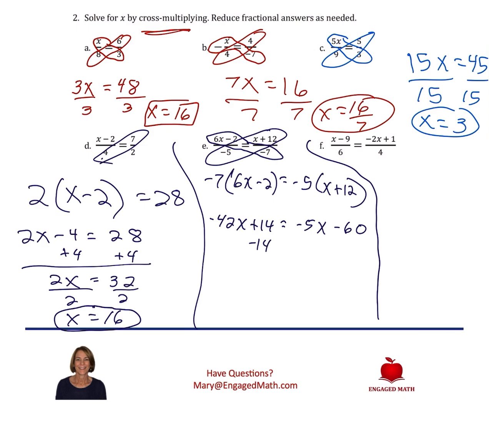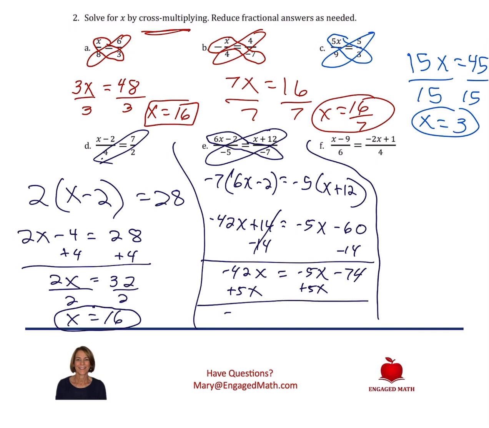All right, I'm going to subtract 14 from both sides. I like the x's on the left, so I'm going to get rid of the number from the left-hand side. I now have negative 42x, because the negative 14 and 14 cancel, equals negative 5x minus 74. Now we're going to add 5x to both sides, and we get a nice negative 37x equals negative 74. And try not to use the calculator for this, but we're going to divide both sides by negative 37, leaving us with simply x equals a positive 2. Done.